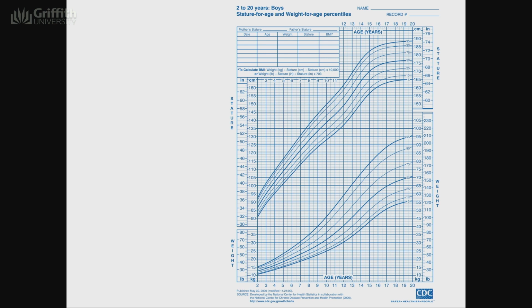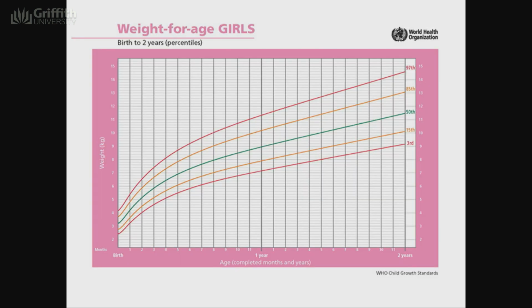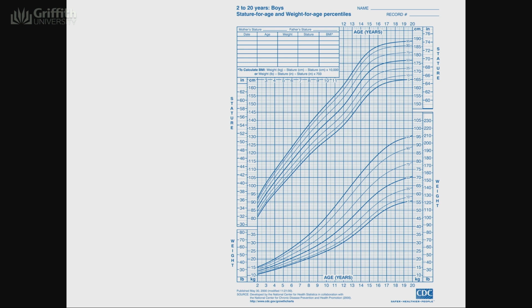Here's a boys chart. So that previous one was birth to 2 years, and you'll often find that the growth charts are divided into a birth to 2-year percentile, and then a 2-year to adulthood, in this case 2 years to 20 years. These are the CDC values. This is stature for age and weight for age percentiles for boys. And again, you can see you can plot both values here.